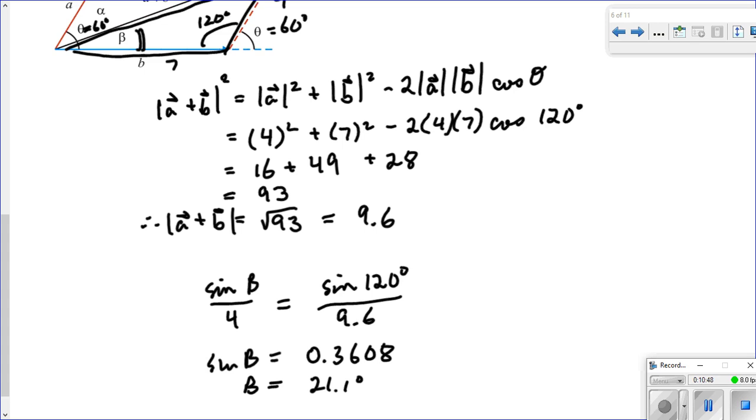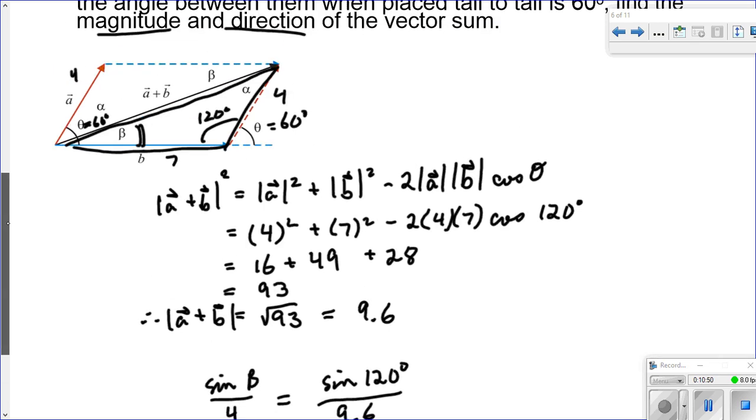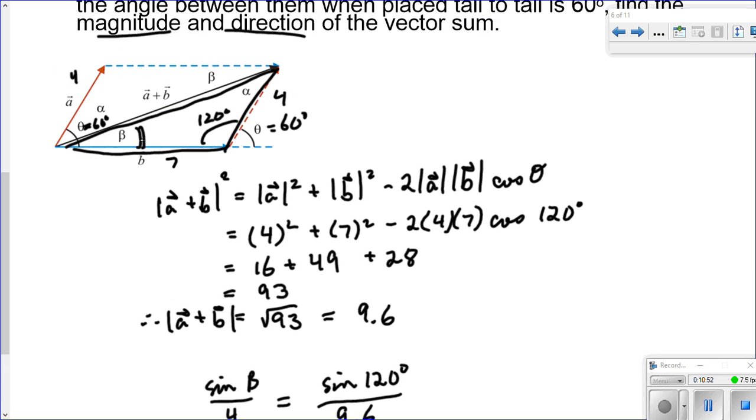Okay, so I did the calculation here, but I'm just going to focus on that. So I'm going to find B. I'm going to use this as the direction of my vector sum, and I'm going to say it's in relation to vector B, so my vector sum is off at an angle in relation to the vector B. I just found my A plus B side, 9.6.